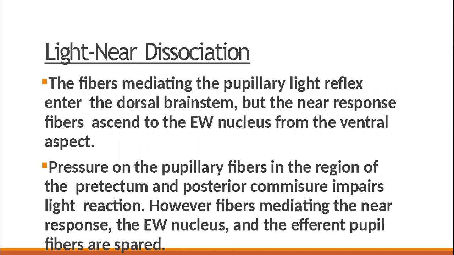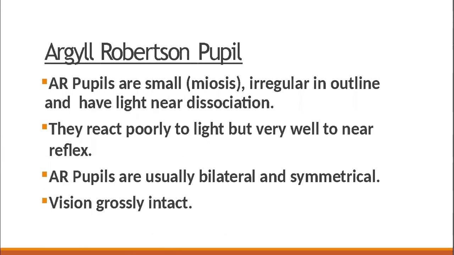So, any lesion in the dorsal part of the brainstem, such as pretectum and posterior commissure, impairs the light reaction. However, the fibers which mediate the near response will be spared. This is called Argyll Robertson pupil, in which these people react poorly to light but very well to the near reflex. Usually they are bilateral and symmetrical, small, irregular in outline, and have light-near dissociation. That means they react poorly to the light but very well to the near reflex.